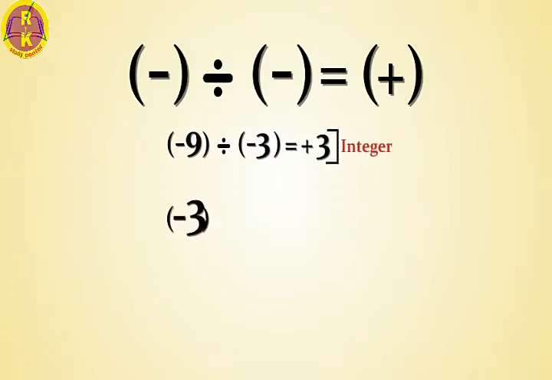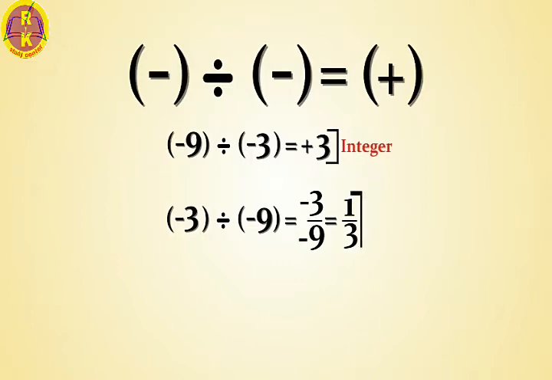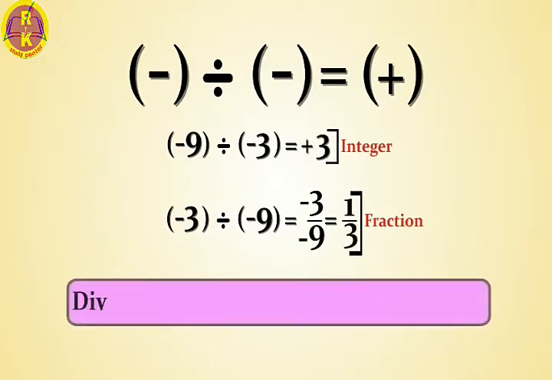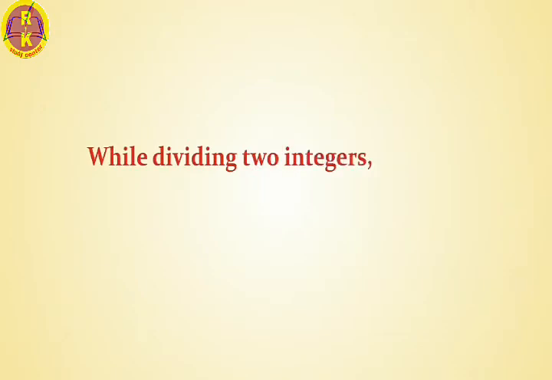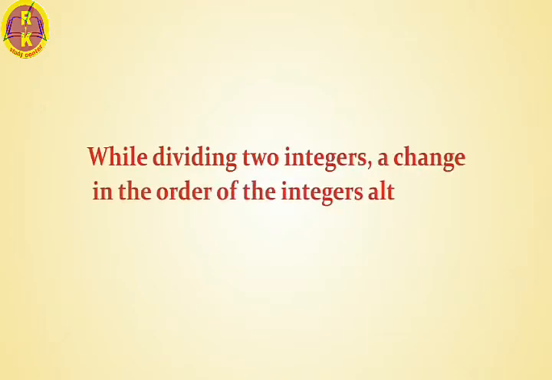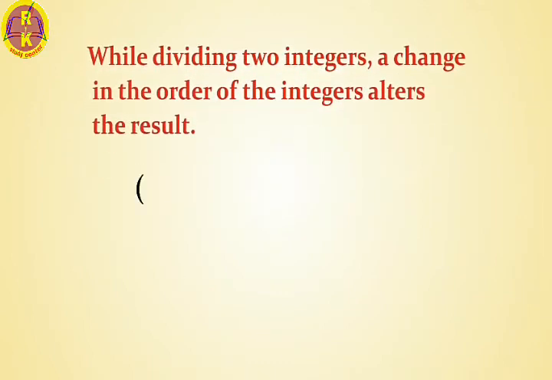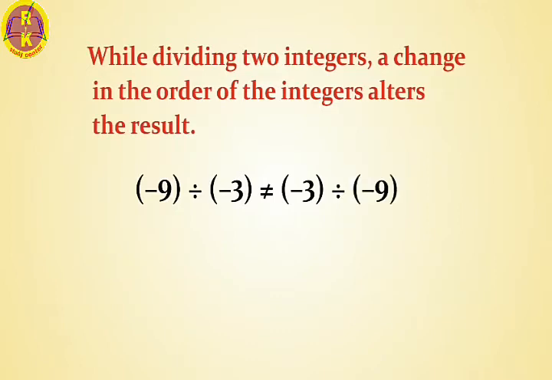Next, let's divide minus 3 by minus 9. Let's represent it as a fraction. Minus 3 divided by minus 9. On simplifying this fraction, we arrive at the answer 1 by 3, which is also a fraction. Here, we observe that the quotient is not the same in both the cases. Hence, we can say that division is not commutative for integers. While dividing two integers, a change in the order of the integers alters the result. Hence, minus 9 divided by minus 3 is not equal to minus 3 divided by minus 9.